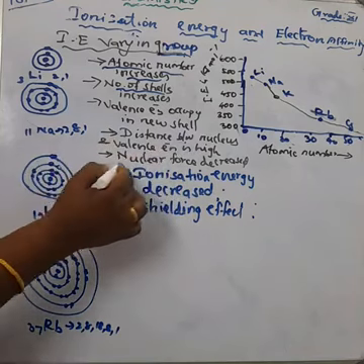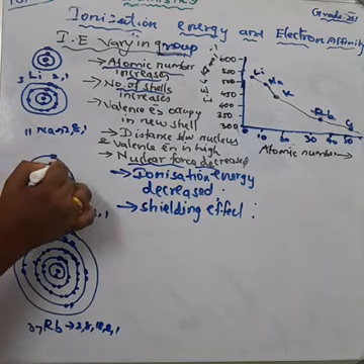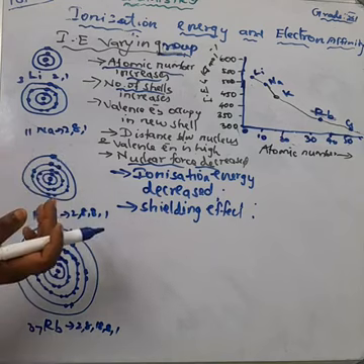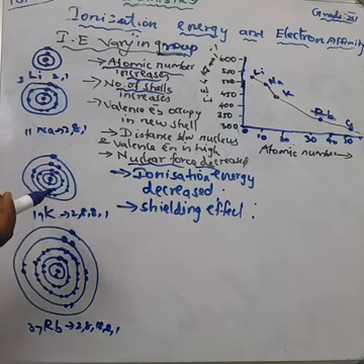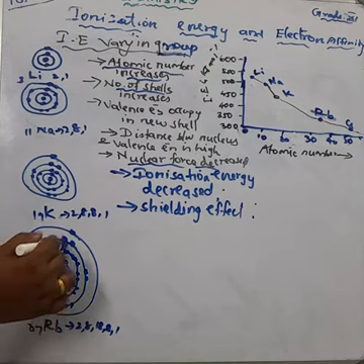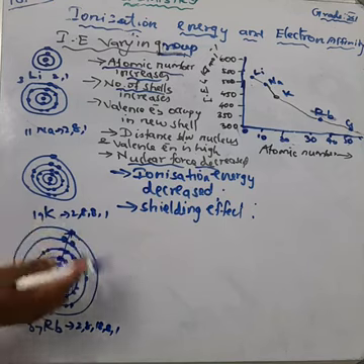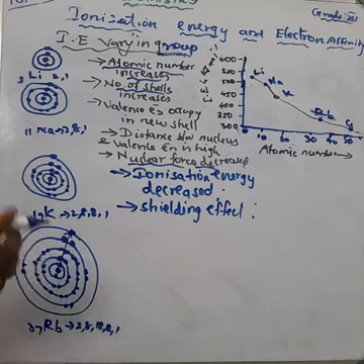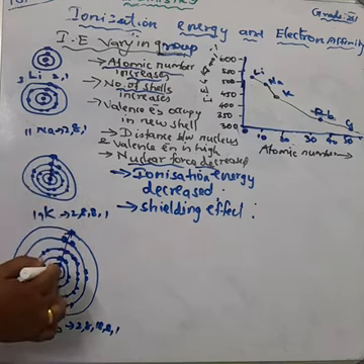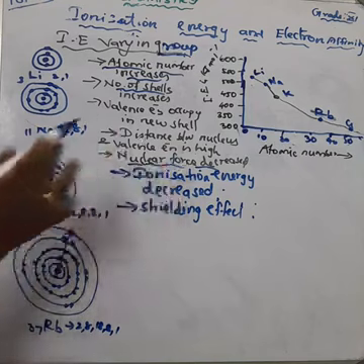The nuclear force of attraction on the valence electron decreases. We have already studied this clearly: when the distance between the nucleus and the outermost electron increases, the nuclear force of attraction decreases. When the electrons are very close to the nucleus, the attractive force on the valence electron is higher. But here the distance is high, so the nuclear force of attraction decreases.